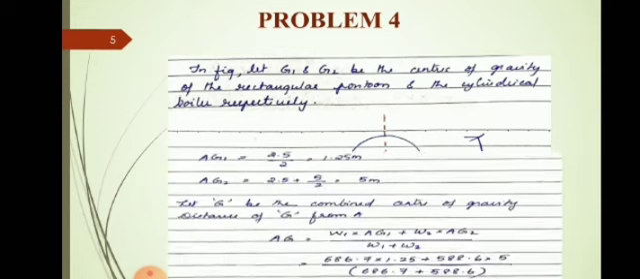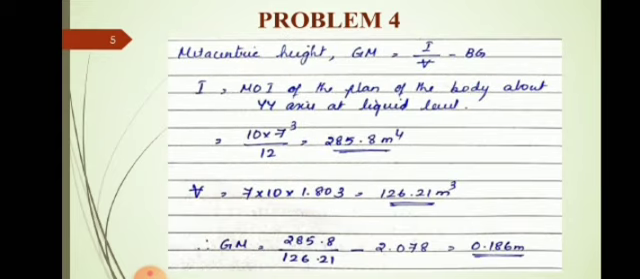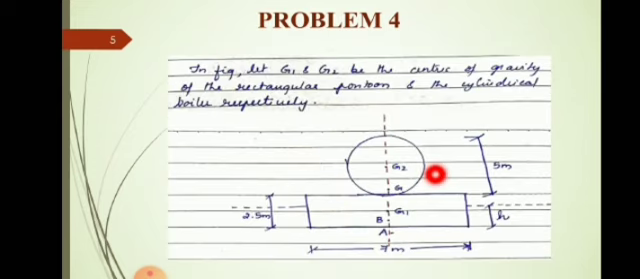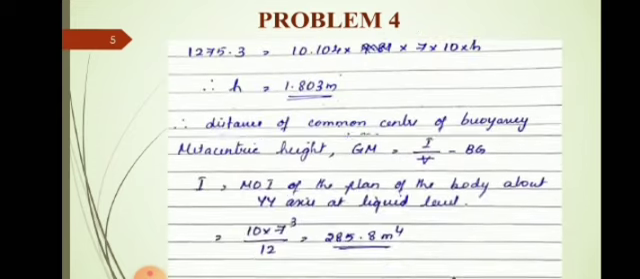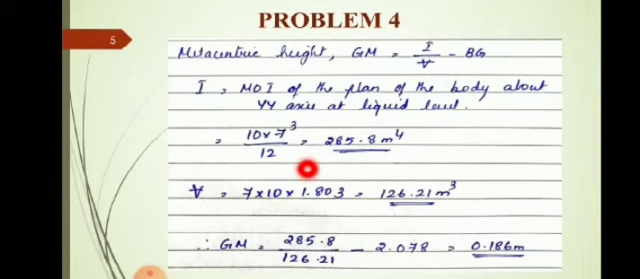So in the metacentric height equation, I is the moment of inertia of the plan of the body about the y axis at the liquid level. So how will you get the value? The value will be b d cube by 12. The dimension parallel to the y axis is 10, and the width is 7, so 10 into 7 cube by 12. So the moment of inertia will come to 285.8 meter raised to 4.